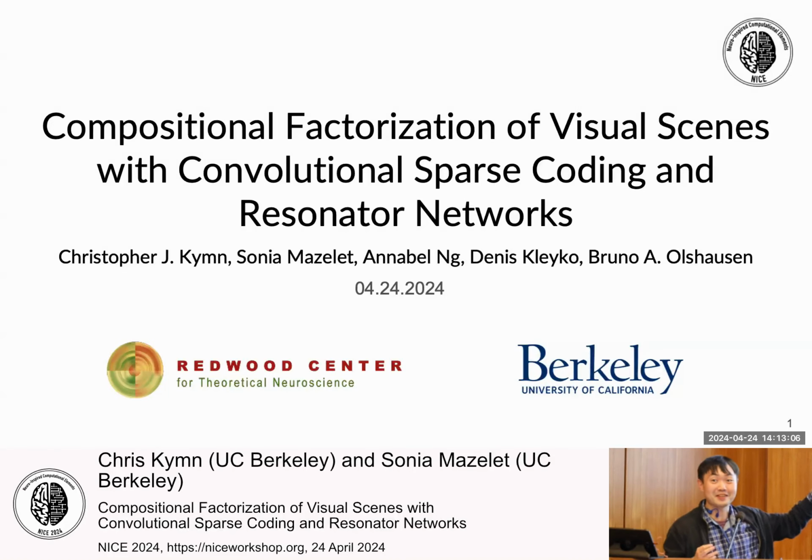There's a lot of words in this title, and I hope by the end of it, it'll be perfectly clear why compositionality, why convolutional sparse coding, why resonator networks, and all of this. This is joint work with myself, Sonia, Annabelle, who's also here, and then Dennis and Bruno. And we're from the Redwood Center for Theoretical Neuroscience at UC Berkeley.